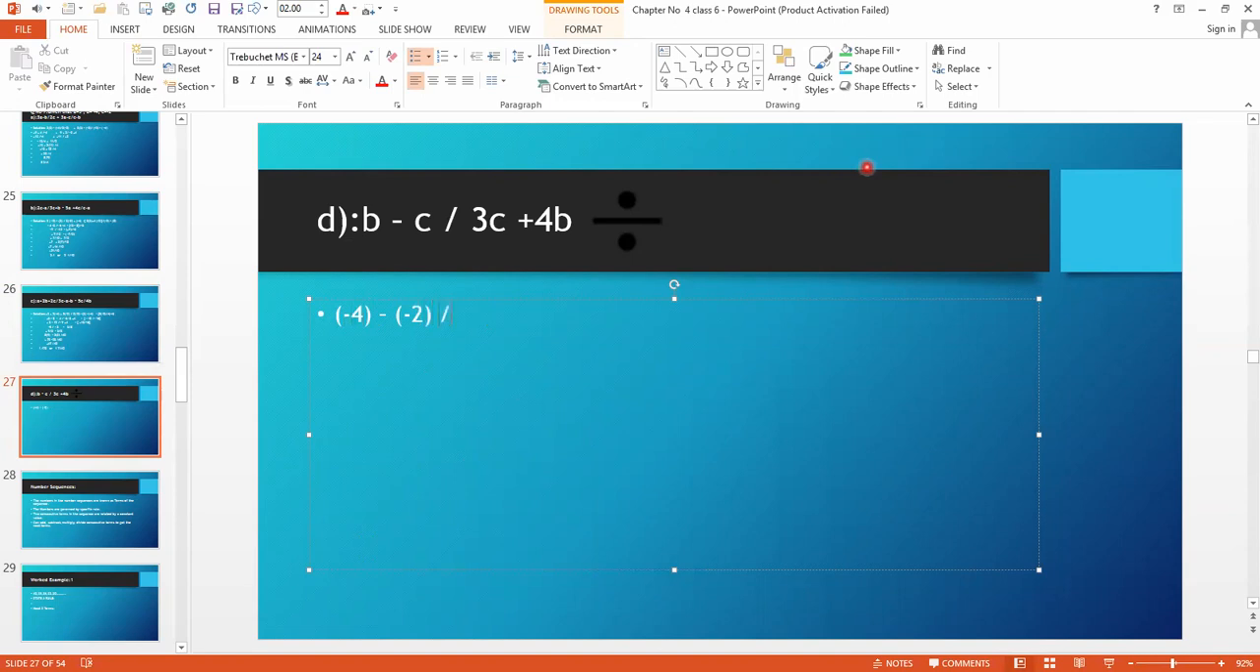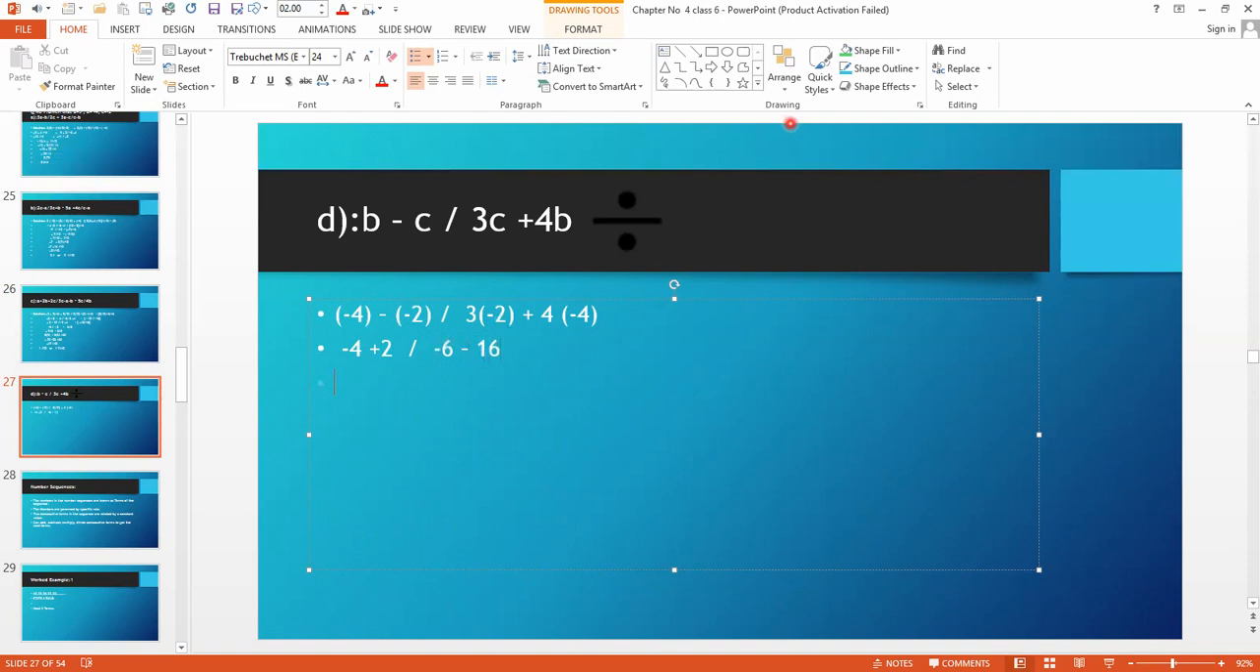Okay, B minus C, it is divided by 3. And in a bracket, you have to write the value of C, and the value of C is equal to minus 2. You have to close it. Then you have to put the plus sign. Next, you have to put 4, and next you have to put the value of B, and the value of B is equal to minus 4. So close it. Move towards the next part. Okay, minus 4. Minus into minus is plus 2, and it is divided by plus into minus, minus 6. Next one is plus into minus, minus 4 4s are 16.